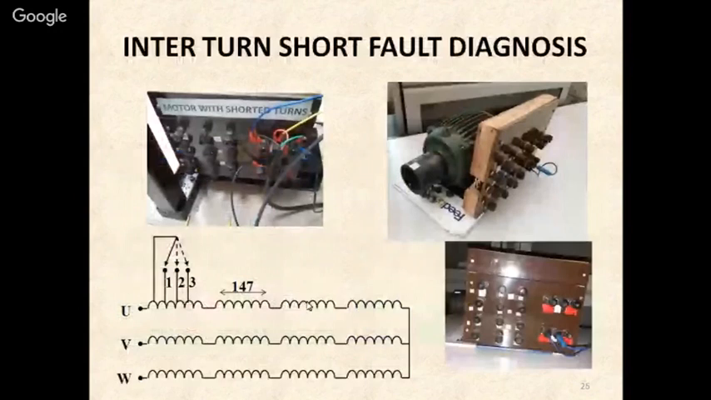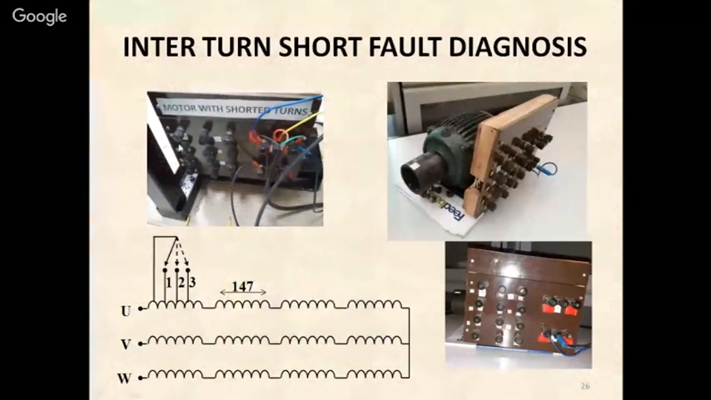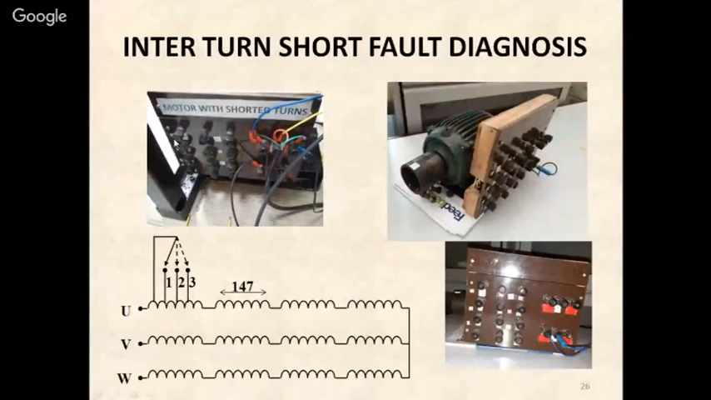As you can see, in this case, first of all, we will acquire the data of the motor without any turn short. That means the motor is in the healthy condition. Then again, in the faulty state, we will short some turns of the motor and acquire the data from this motor, and then we will compare the two and have some classification of the motor signals for fault.